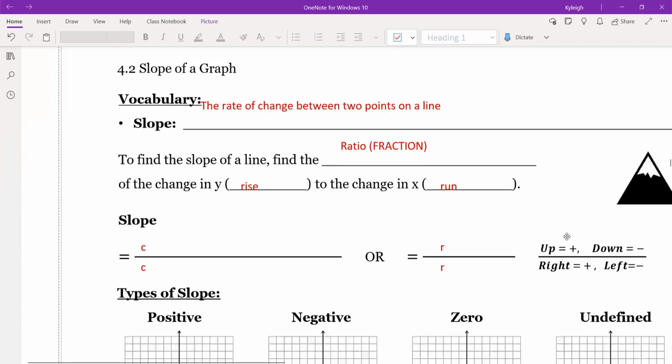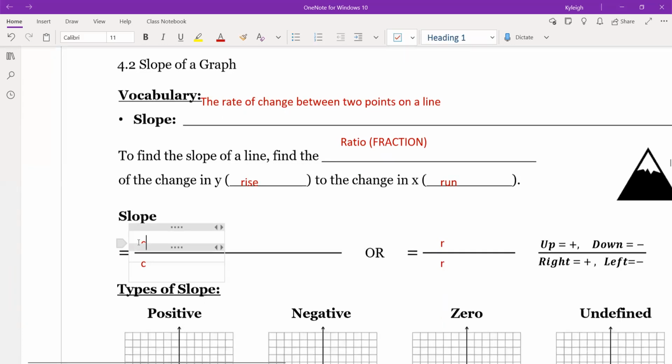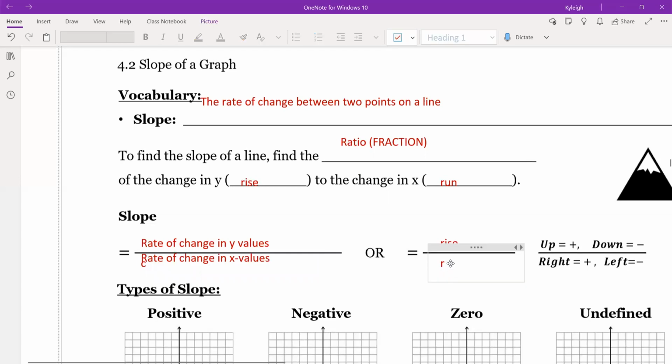And that'll make sense in a couple seconds. So again, our slope is the rate of change in your y values over the rate of change in your x values, aka rise over run. We'll talk about that in a second. So get that information down and then we're going to keep on going.